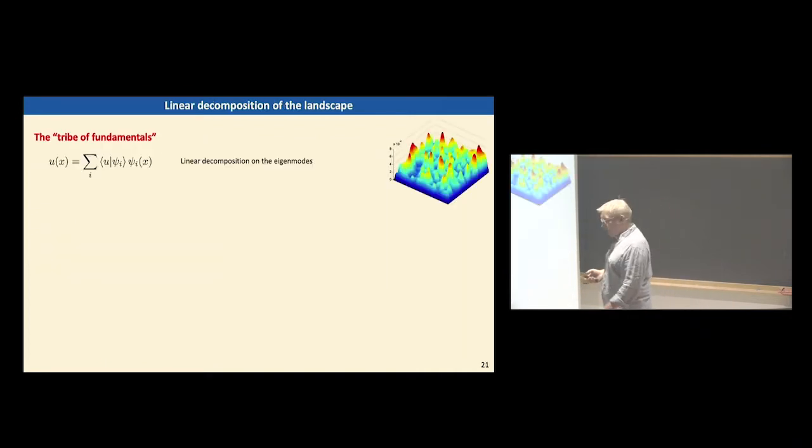So, how can we understand this landscape? This landscape, I call it the tribe of fundamental. Why? Because if you look at this, it looks like a series of bumps.